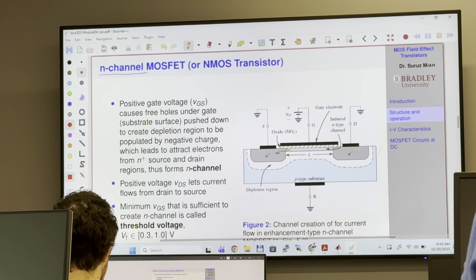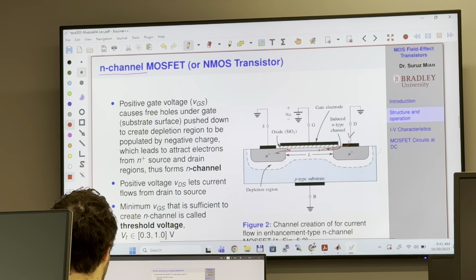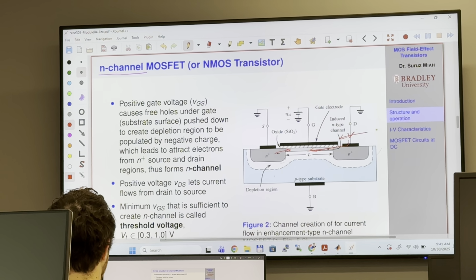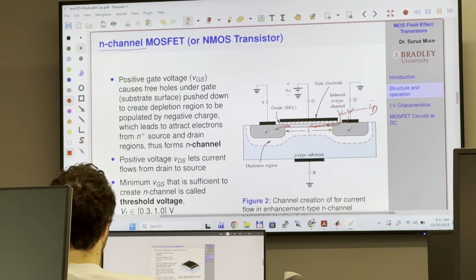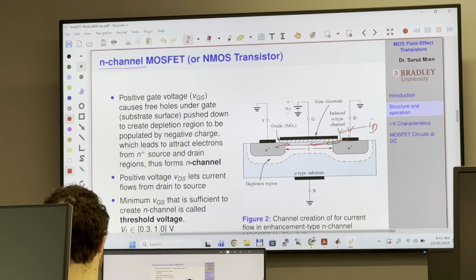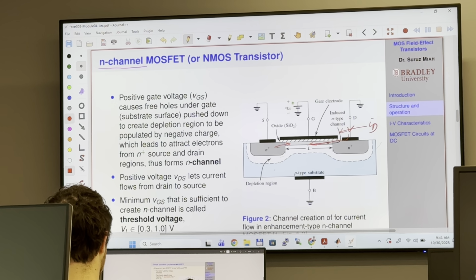Electrons will flow in this direction, and because electrons are flowing in this direction, current will flow in this direction. And this current is called ID, the drain current. This drain current would be actually controlled by this gate voltage.